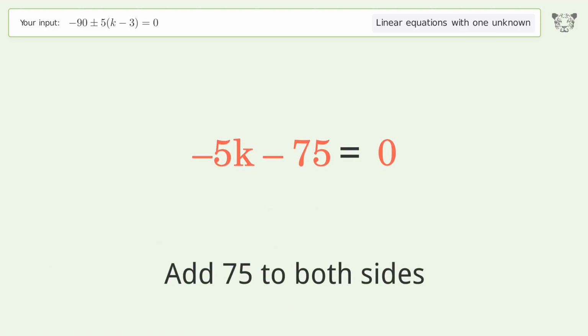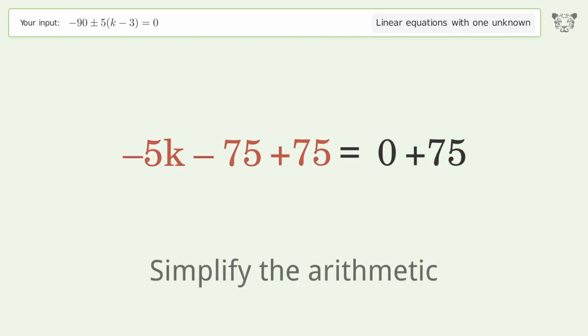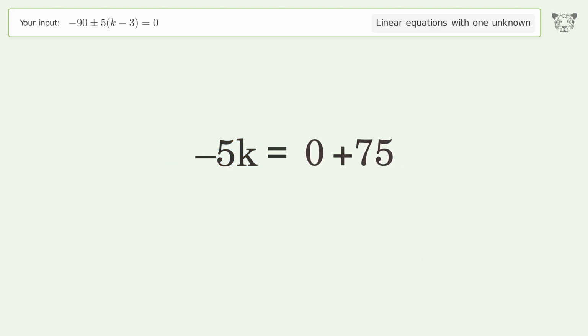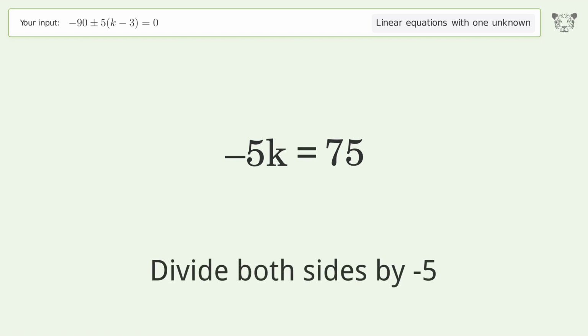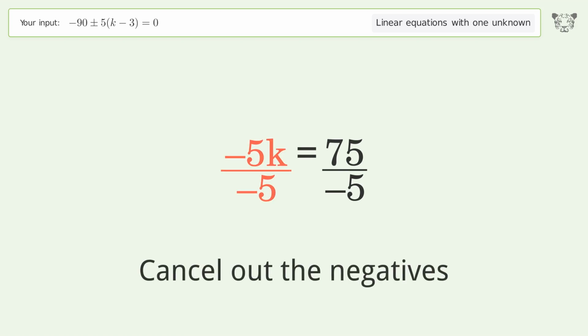Add 75 to both sides. Simplify the arithmetic. Isolate the k. Divide both sides by -5. Cancel out the negatives.